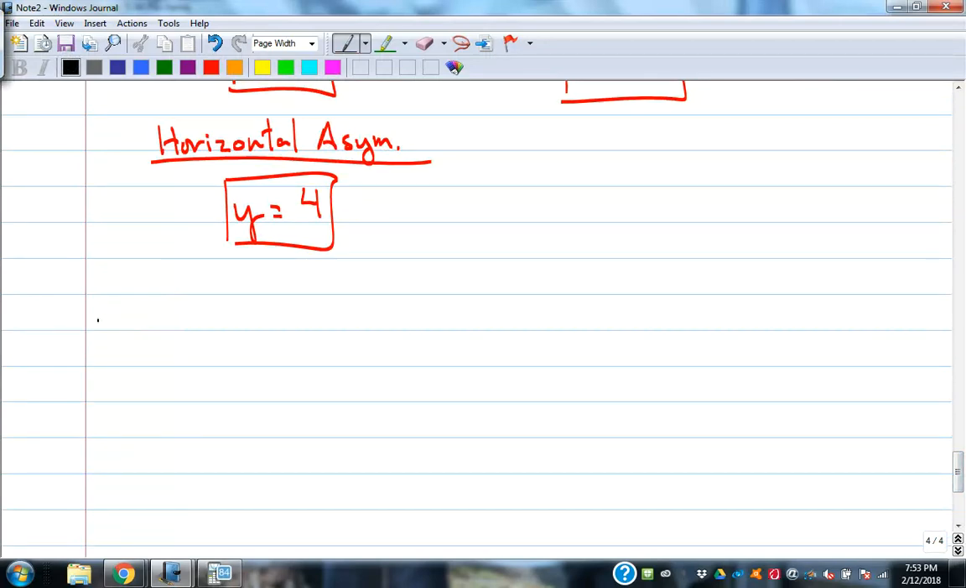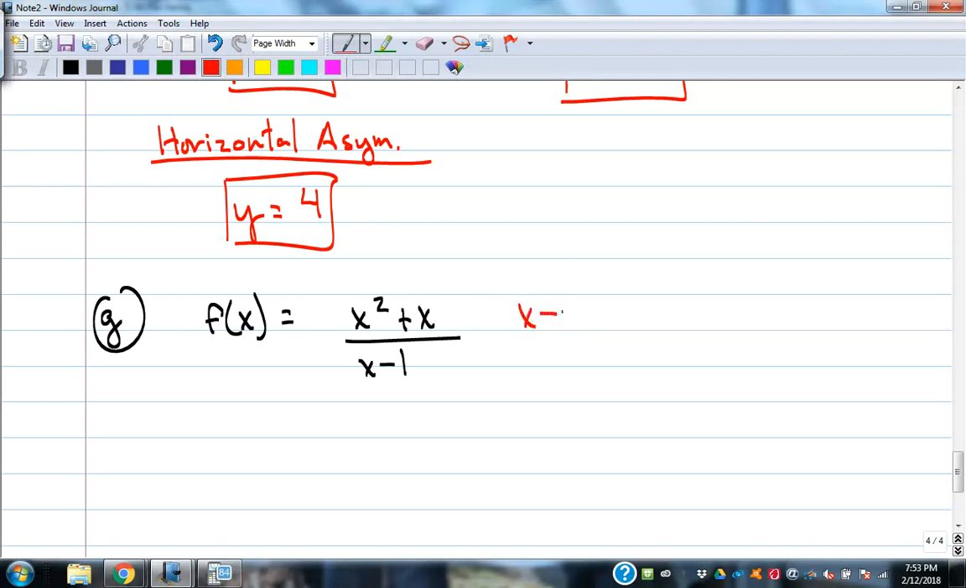All right. Let's look at this one. F of x, x squared plus x over x minus 1. Again, going to find the domain first. How do we find the domain? Easy thing. Set the denominator equal to 0. X minus 1 equals 0. And solve that. X can't be 1.